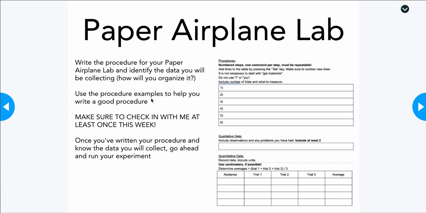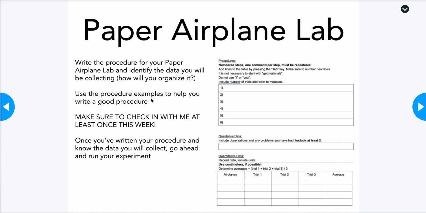Use the procedure examples to help you write a good procedure. Please remember that you need to check in with me at least once this week through Google Meets. In the folder today, there is a link to schedule a time to check in with me. I want to see how your experiment is going, if you need any help, and also just to get to know all of you. So please make sure that you check in with me at least once this week if you have not done so yet.